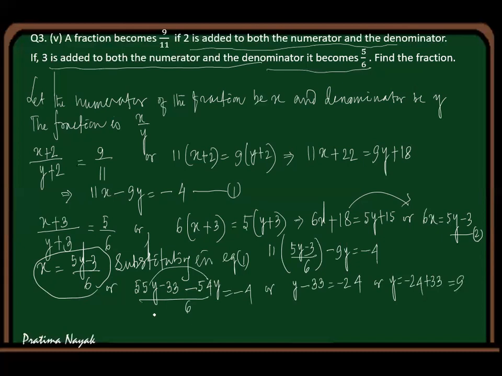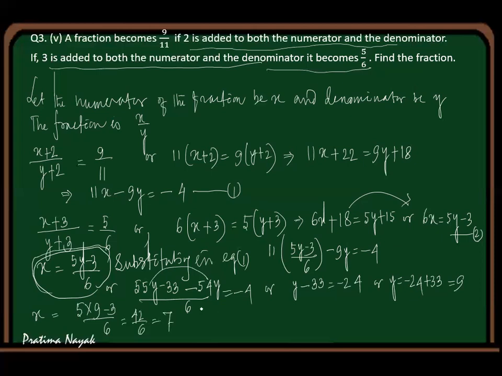So denominator is 9. Now coming to numerator, x. X is equal to what? X is equal to, I've got a relation. This one, I'm getting 5 into y. Y is 9 minus 3 by 6. So 45 minus 3, 42 by 6, that will be 7.